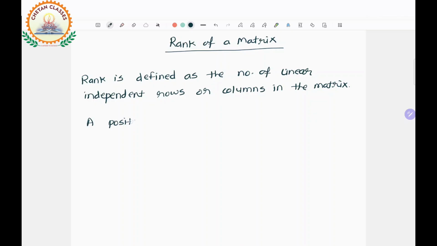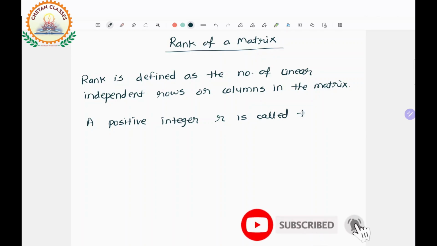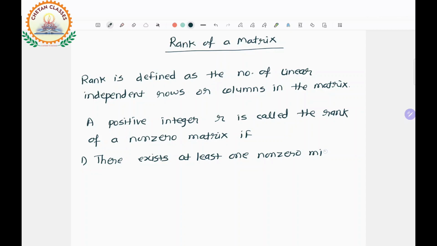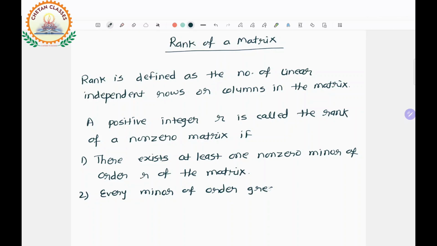A positive integer R is called the rank of a non-zero matrix if, first, there exists at least one non-zero minor of order R of the matrix, and second, every minor of order greater than R is 0.